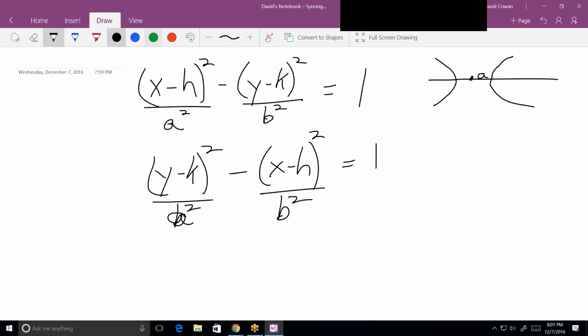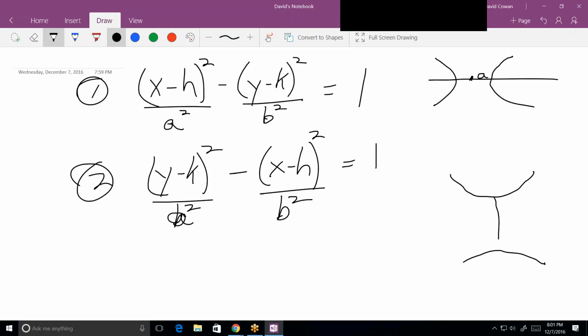That's number one, horizontal. Number two is vertical. It looks like this, and the major transverse axis is that. And now that's A. So whenever you have y squared minus x squared, a squared has to go with the y. And whenever you have x squared minus y squared, the a squared goes under the x.